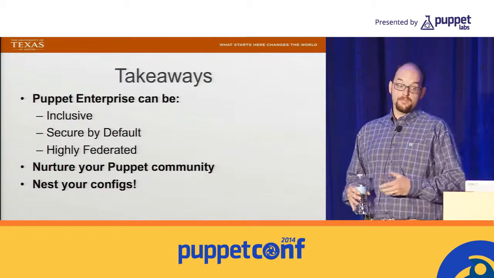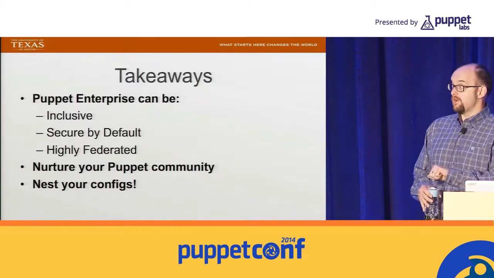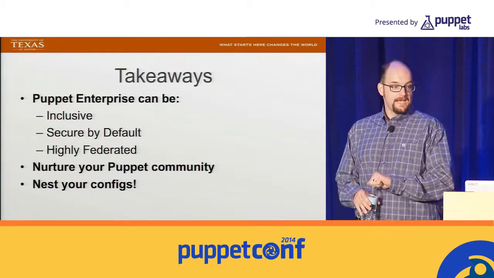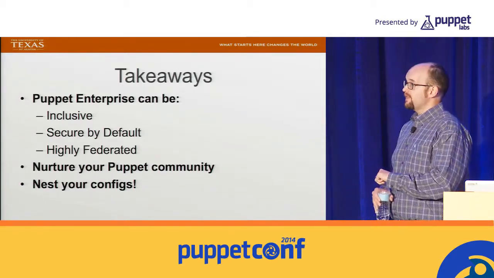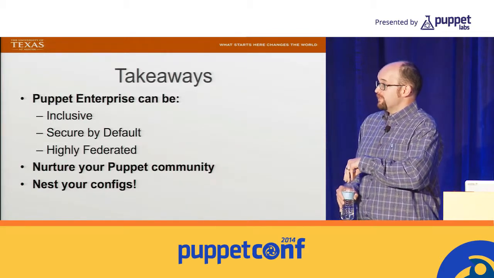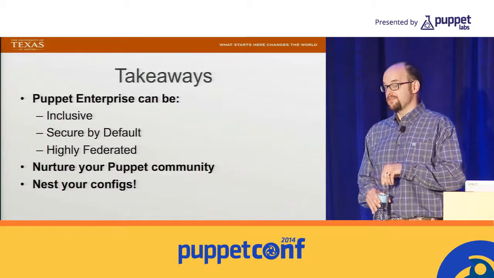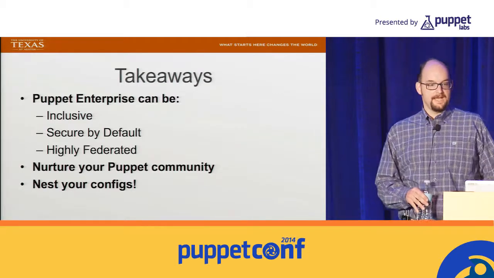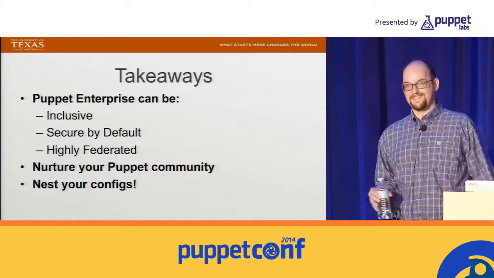And as part of that, it should be secure by default, so you get all of the security stuff no matter where you plug in. And then it should be highly federated. I think code and data federation is key, because you don't want all these people necessarily SSHing directly into your server. Nurture your Puppet community, I think that's really important. And nest your configs, I think that's pretty cool.